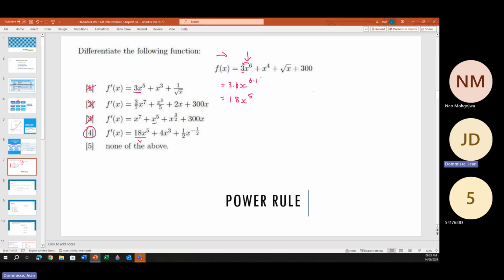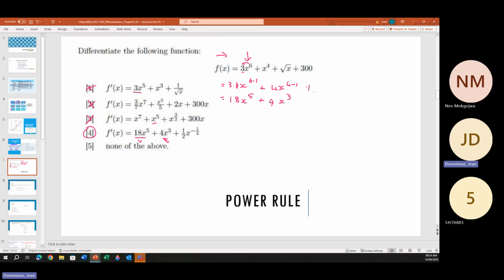So let's just do the same for all the others. 4 goes to the front, so that is 4x. 4 minus 1. So if we check, then that is 4x to the power of 3. 4x to the power of 3, so that is also correct.